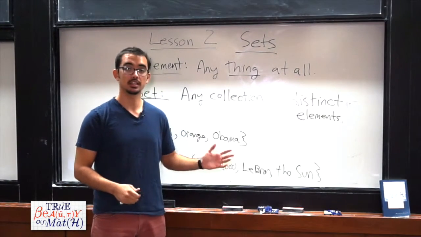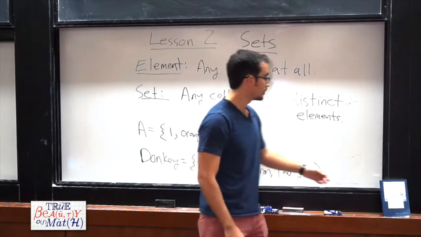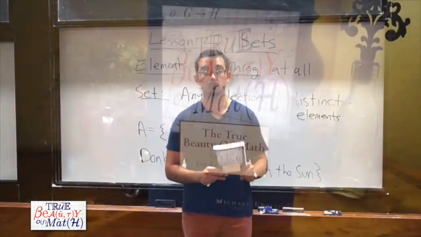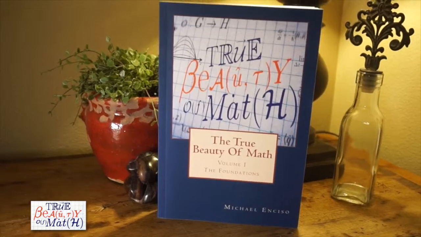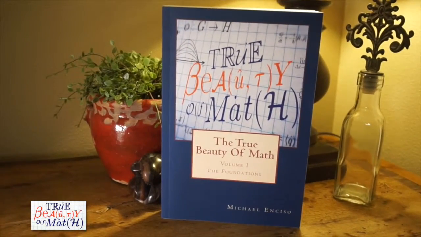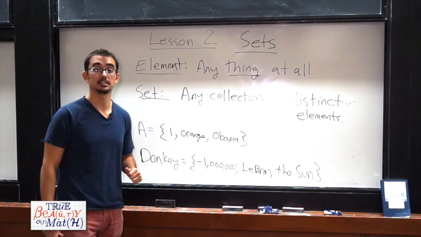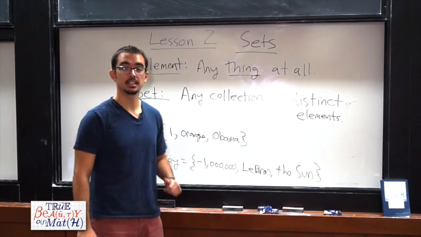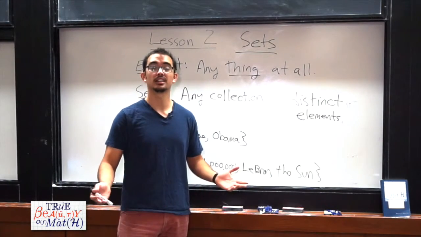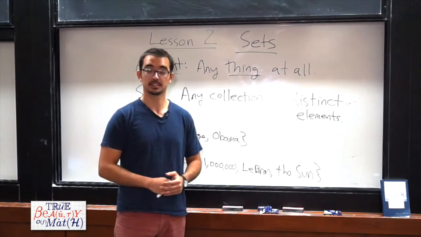We explore some more in the written lesson and even more in the book, The True Beauty of Math, Volume 1, which has exercises, full solutions for those exercises, and where we go into some of these ideas in greater detail. Once we're comfortable with the idea of elements and sets, we're ready to move on to lesson 3 and start talking about subsets of these sets.